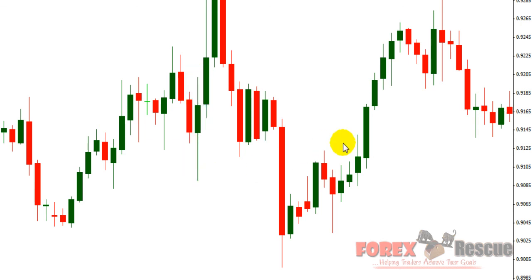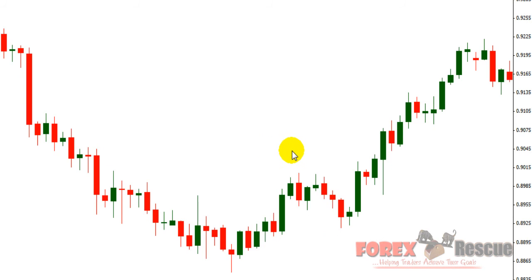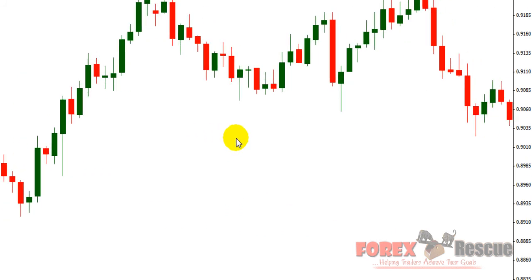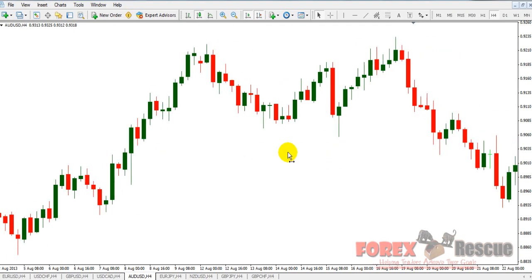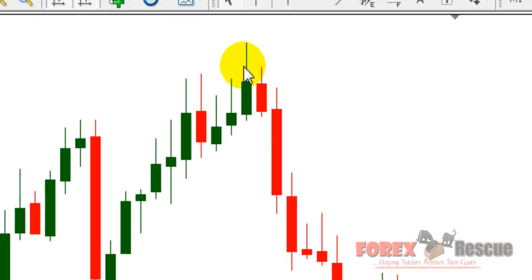So if you scan through your chart, you will see numerous examples of this inside bar, pin bar, and engulfing bar. I want to encourage you, if you've not done that, to take time to go through your chart and study this concept as I explain it here. Now this is another example of an inside bar here.